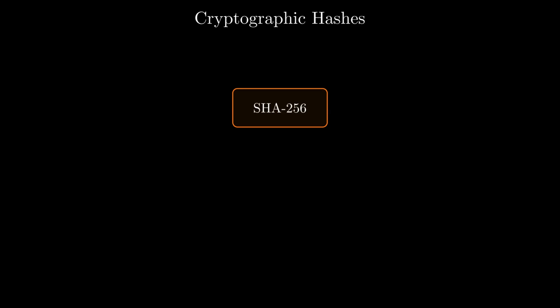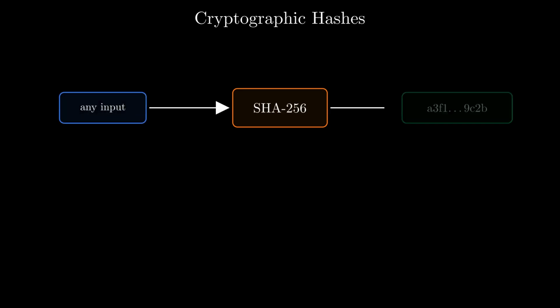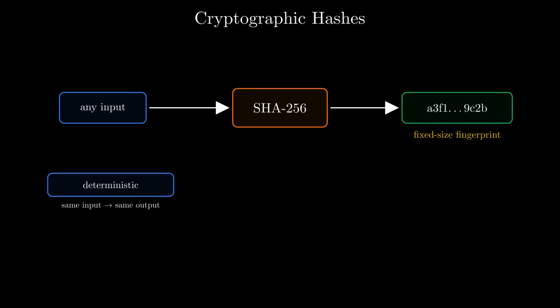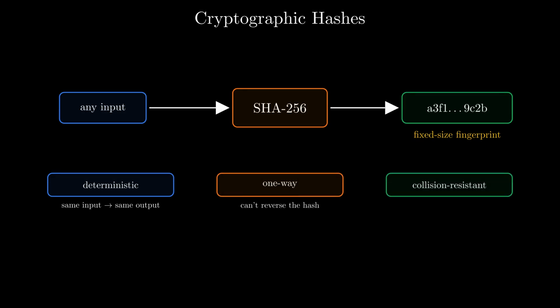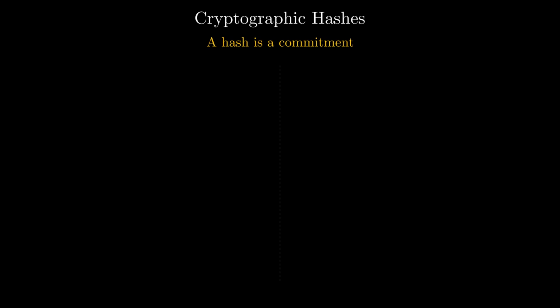A hash function takes any input and produces a fixed size fingerprint. It's deterministic. Same input, same output. One way, you can't reverse it. And collision resistant. Finding 2 inputs with the same output is computationally infeasible. This makes a hash a commitment.